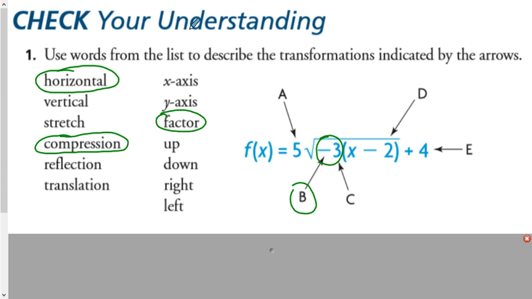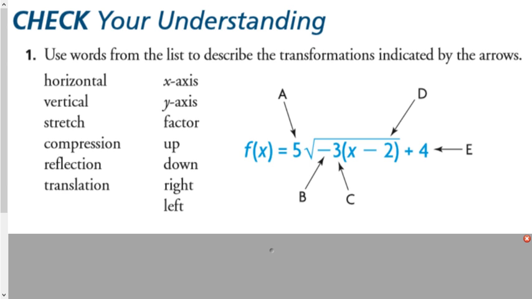It's also a reflection. Okay, it's also a reflection in the y-axis. So those are all the words we need: horizontal compression by a factor of 3, and a reflection in the y-axis, with the y-axis acting like our mirror. Okay, let's try C. And let's use purple for that. C.